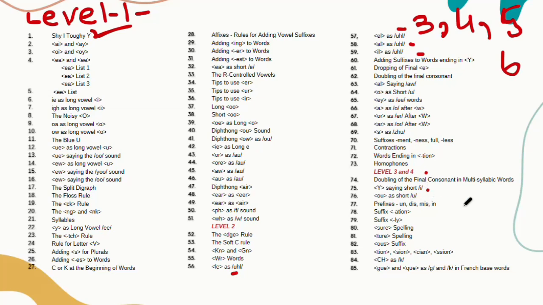Then we have some prefixes, suffixes. The SURE suffix pronounced as ure, as in pleasure, measure, treasure. The chur suffix, OUS, us suffix, TION, SION, CIAN, double SION. CH saying the K sound. The spellings of G and K with GUE and QUE in French base words.